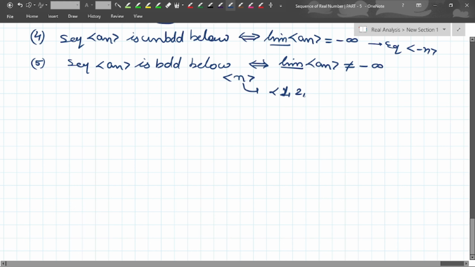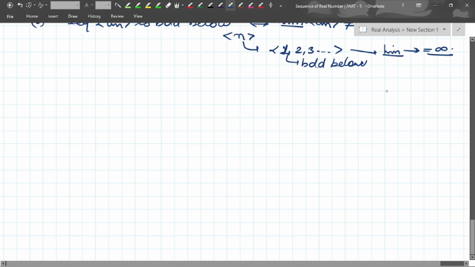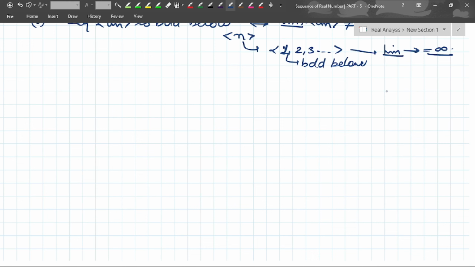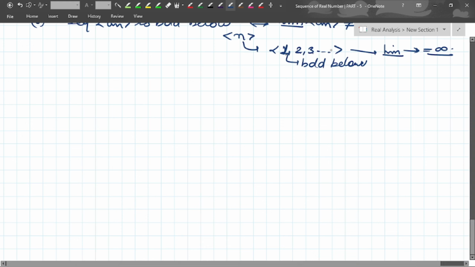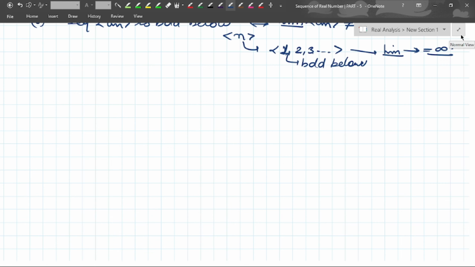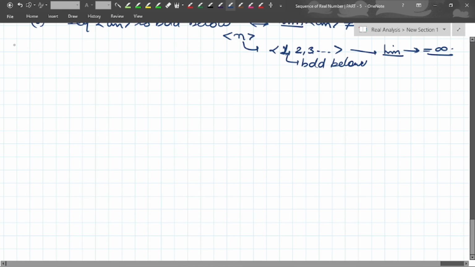For example, n, that is 1, 2, 3. It is nothing but bounded below. So what is the limit infimum? The limit infimum will be plus infinity for this example. Because if we take the infimum, it will be 1, 2, 3, every time. If we truncate the first term, second term, then it will go up to infinity only. If we take the limit of that sequence, that will be infinity.